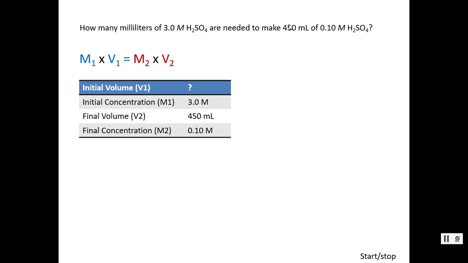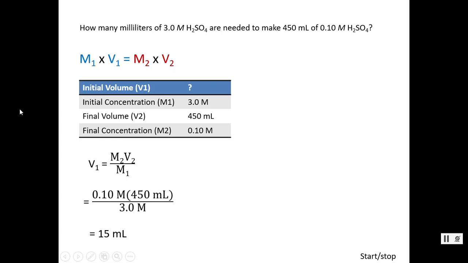So I've taken the information in that problem and made a little chart, wrote down my equation of interest, and looking at it, I see that I need to solve for V1. So to solve for V1, I need to take my equation and divide both sides by M1. Now I'm at the point where I can start to substitute in values for my M2, V2, and my M1.